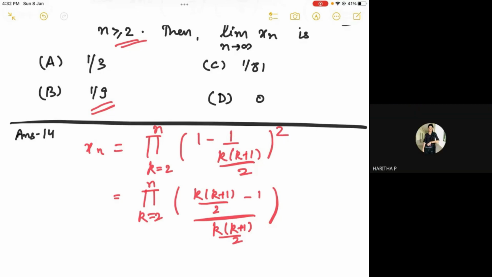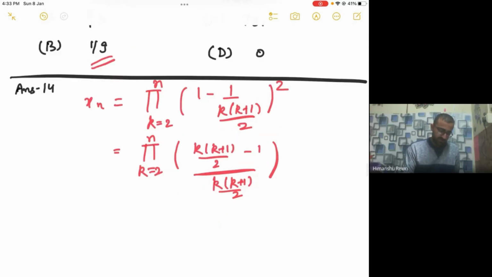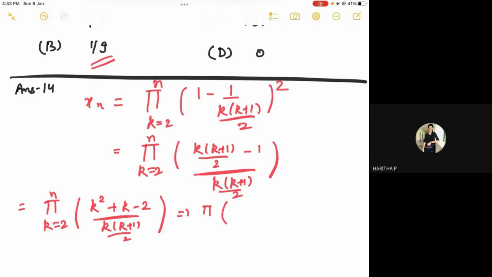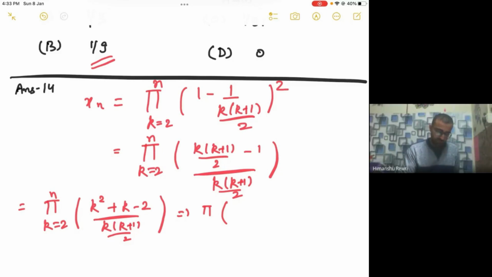Okay, after that, how will you do it? Simplify, sir. Okay, tell me how to do it. We can write it as k square plus k minus 2 by k into k plus 1. Now we have to split the numerator. It will not be divided by 2, only k into k plus 1. Okay, 2 won't come.